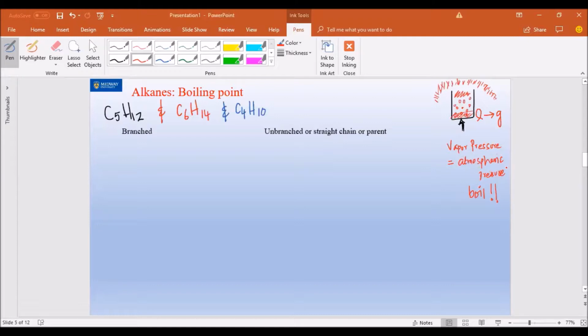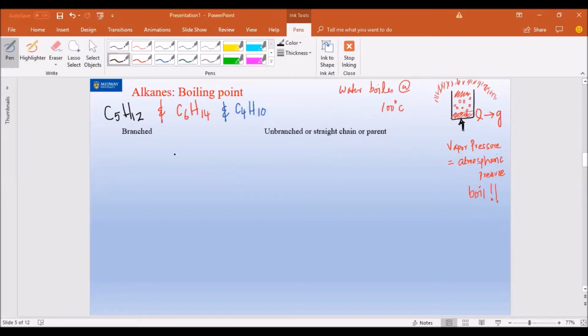Each liquid has a unique property which makes it boil at a different temperature. Not all liquids boil at the same temperature. Water boils at 100 degrees Celsius. Different alkanes boil at different temperatures, and we're trying to figure that out.